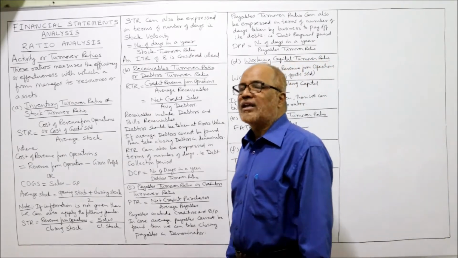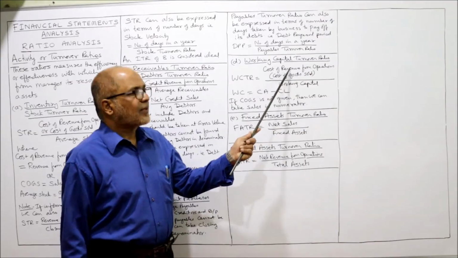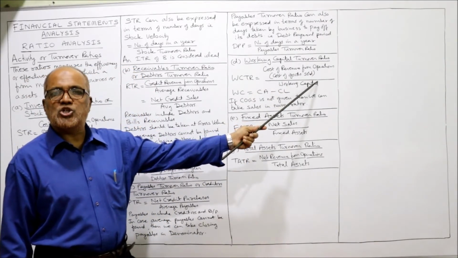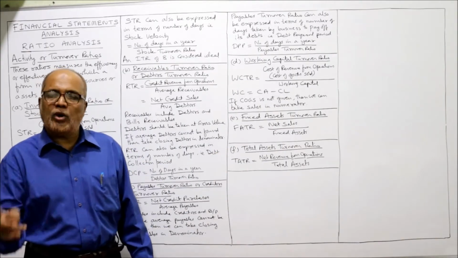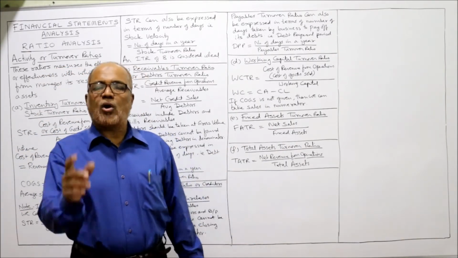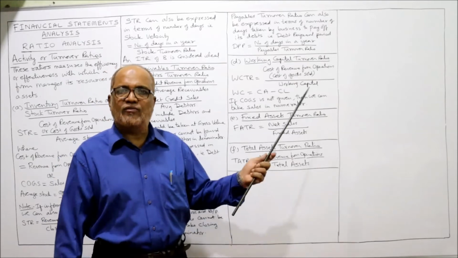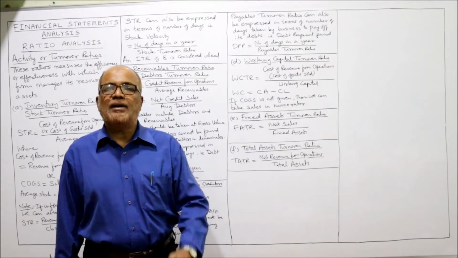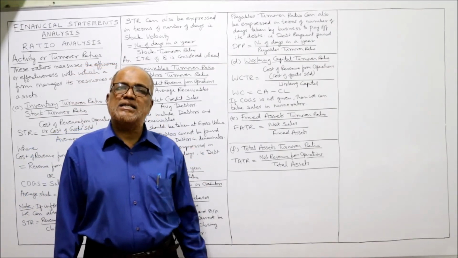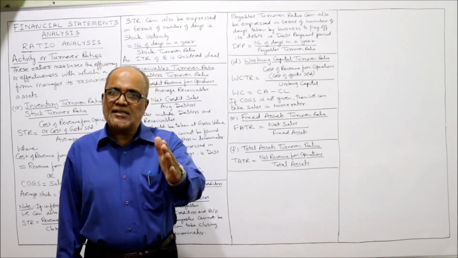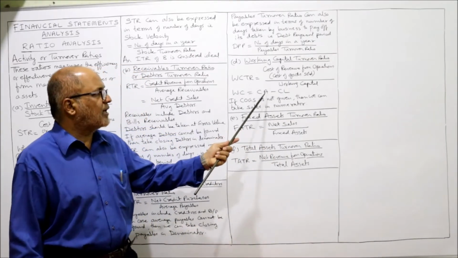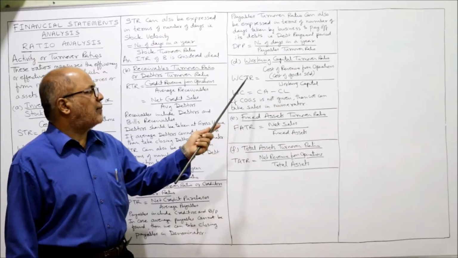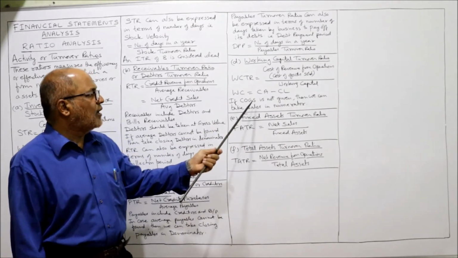Next ratio is working capital turnover ratio. The formula is cost of revenue from operations or cost of goods sold, both mean the same, divided by working capital. The formula for working capital is current assets minus current liabilities. So cost of goods sold divided by working capital gives you the working capital turnover ratio.